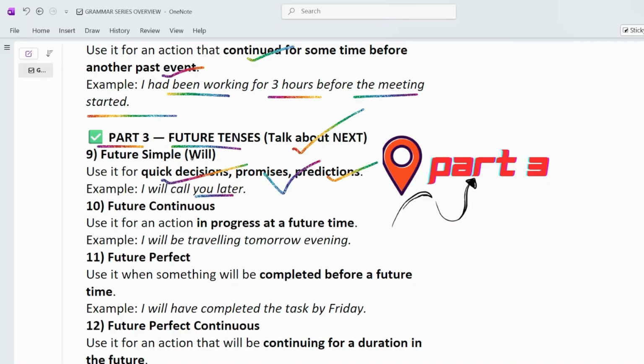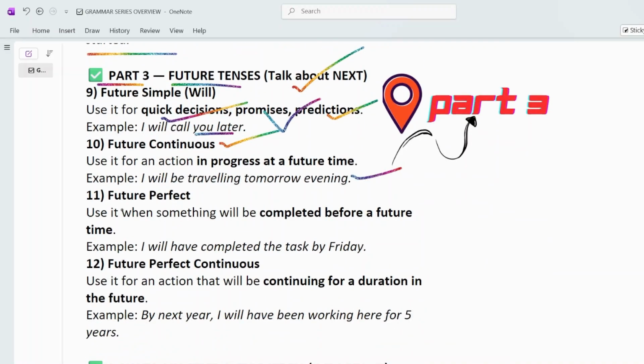The next tense under future tenses that we are going to cover is future continuous, used for an action in progress at a future time. Example, I will be traveling tomorrow evening. Okay. Then comes the future perfect tense. Again, let me reinforce here and let you know that we are going to deep dive into each of the tenses, so there's nothing to worry.